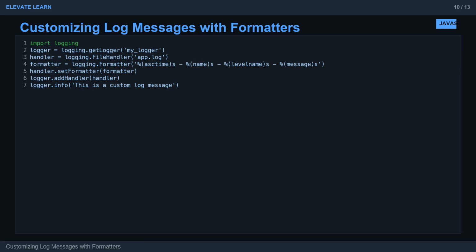Alright, let's dive into how we can customize our log messages using formatters in Python logging. First off, we import the module and create a logger named my_logger. Then, we set up a file handler to write logs to a file called app.log. Here's where it gets interesting. We define a formatter that specifies what information each log message should include: the timestamp, the name of the logger, the severity level of the message, and the actual message itself. We attach this formatter to our file handler, and then add the handler to our logger. Finally, we log an info message saying, "This is a custom log message."